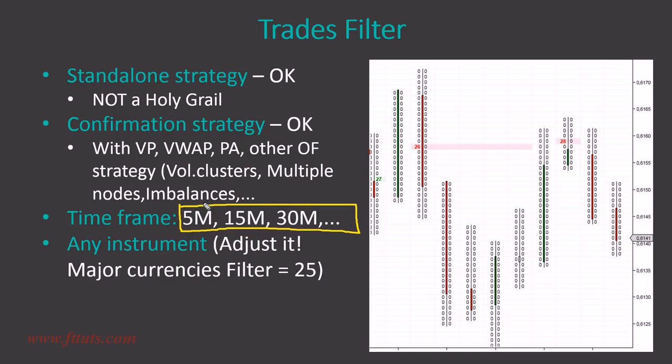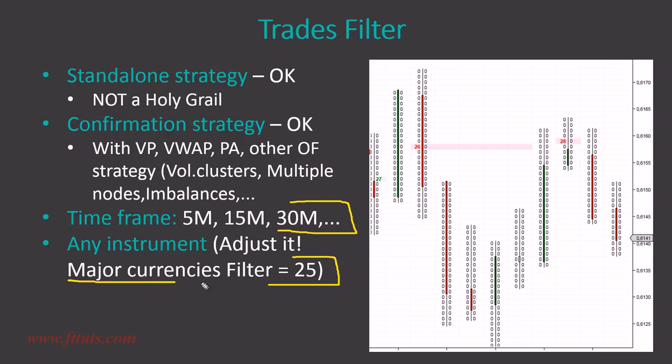What you can do if you want more trades, if you're a scalper, you can go for the 5-minute time frame, and you can set the trade filter to lower numbers, so not 25, but for example 15 or 20, and with this you'll get way more trading signals, and you can trade them on the 5-minute chart. But the way I do it is I use the filter with minimum trade size 25, and I use it on a 30-minute time frame.